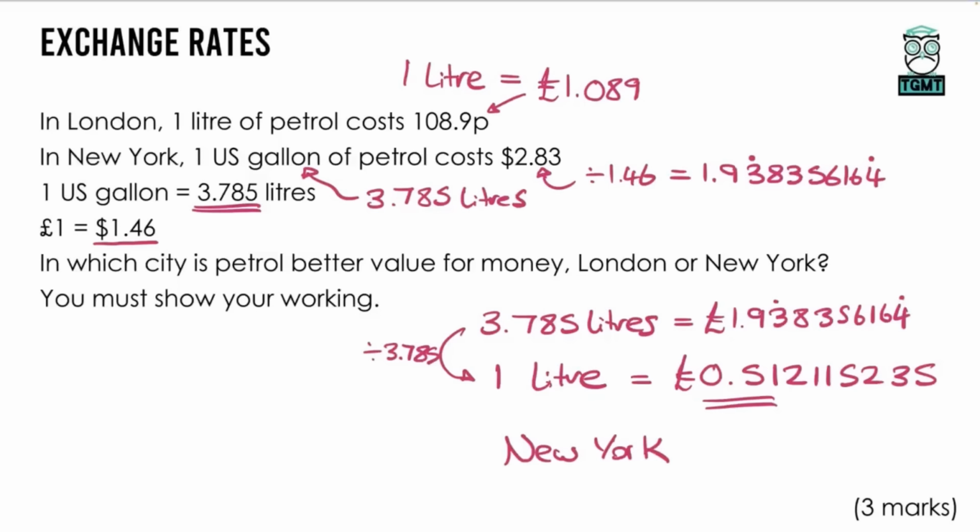I won't write down all the words there. We'll just say New York is better value, and obviously we have our working out that shows that 1 litre in London is £1 and 8 pence, and 1 litre in New York is 51 pence. And there we go, there's looking at some exchange rates and some unit conversions.